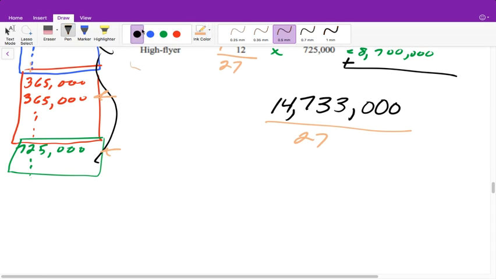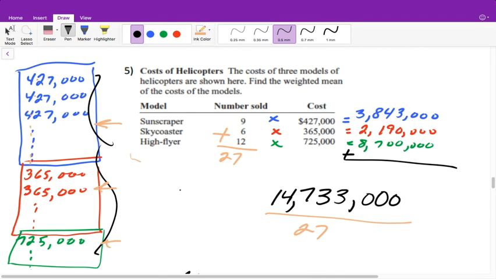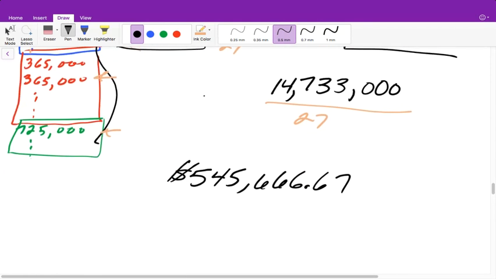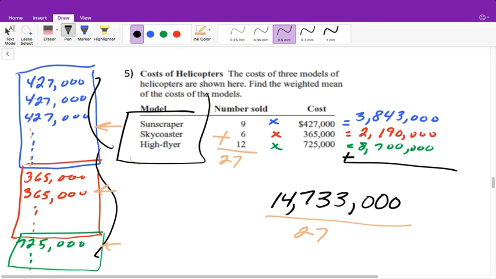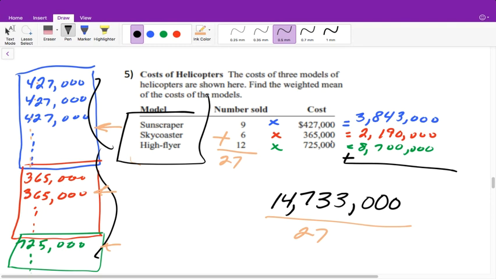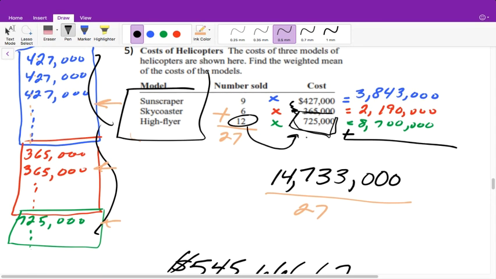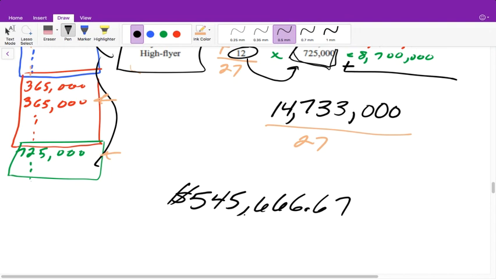And when we divide this, it gives us a final answer of $545,666.67. So that would be the weighted mean. That is on average what these helicopters were sold for. If this was a company and they sold all these helicopters, on average they made $545,000 per helicopter sold. Although you may say, well, there's 725,000 sold here, and this is 300 and 400,000. There's more of the 700,000 sold, so that's why it's above the other two numbers.